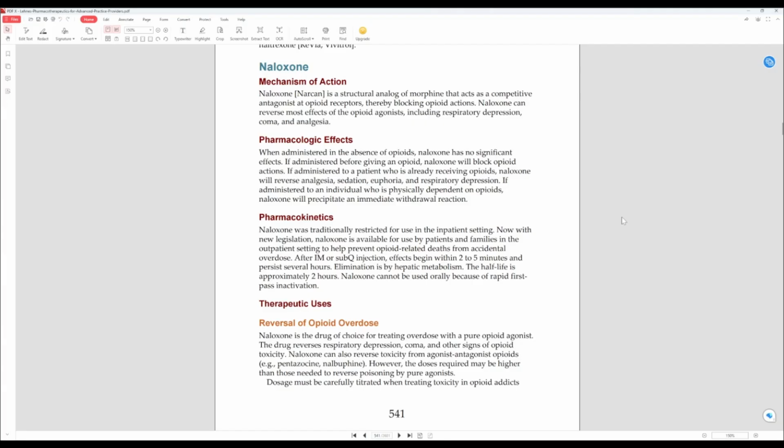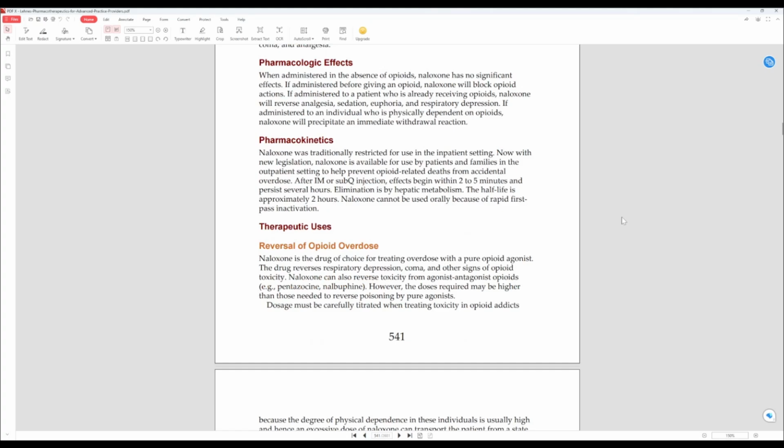If administered before giving an opioid, Narcan will block opioid action. If administered to a patient who is already receiving opioids, Narcan will reverse analgesia, sedation, euphoria, and respiratory depression. If administered to an individual who is physically dependent on an opioid, Narcan will precipitate an immediate withdrawal reaction.